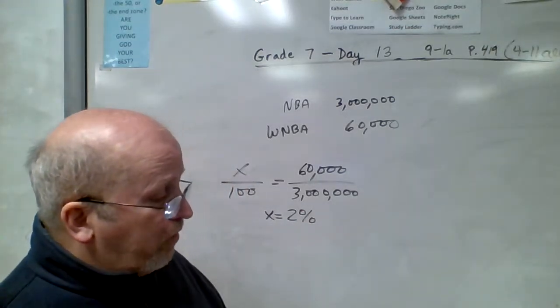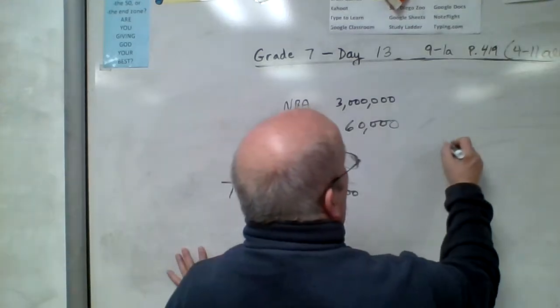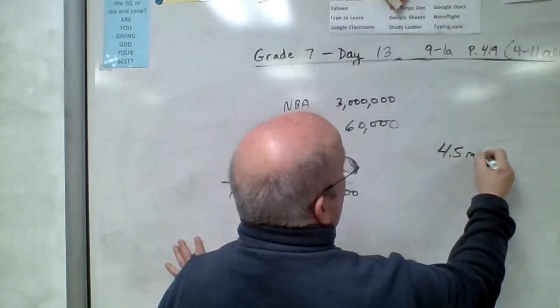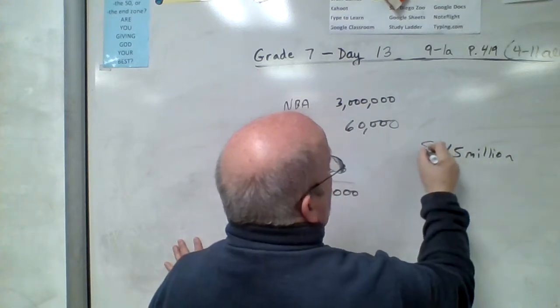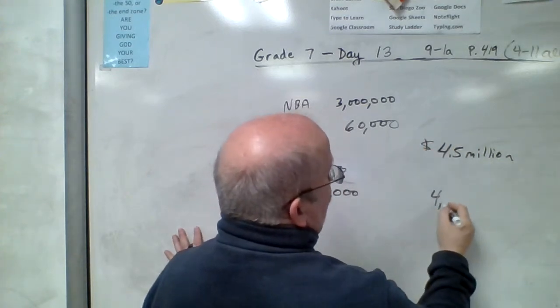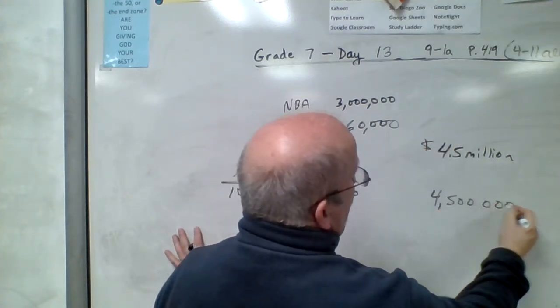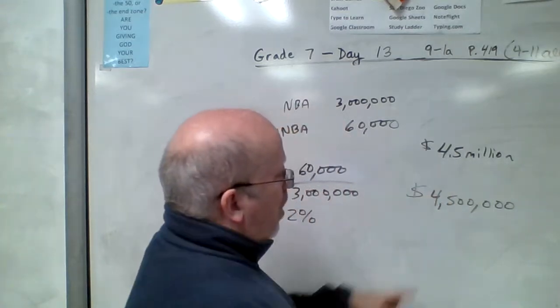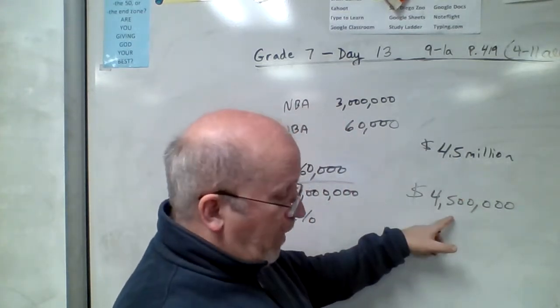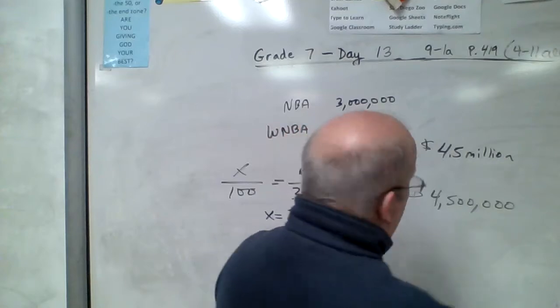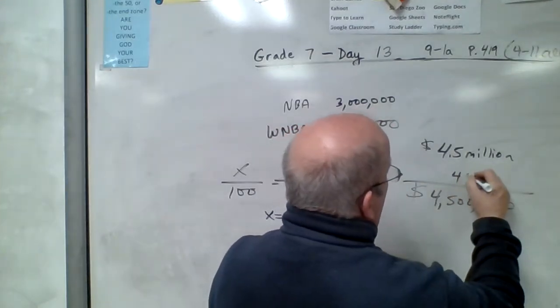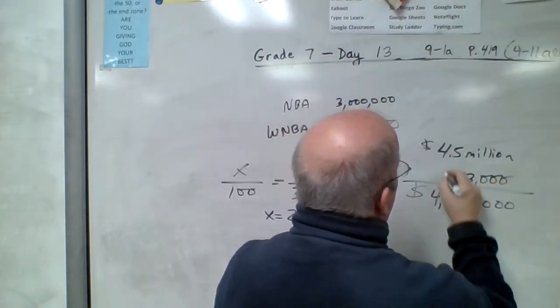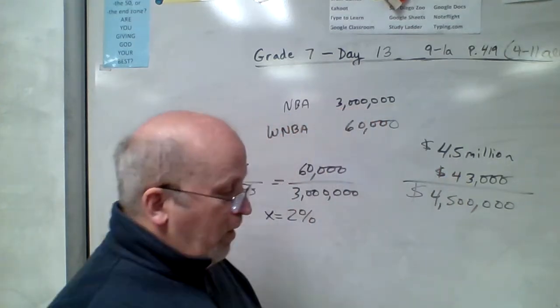Now I'm going to give you a hint about your particular problem. When they say $4.5 million, remember that that means $4,500,000. That'll make it easier for you to think about this. And the WNBA player is, of course, still $43,000.